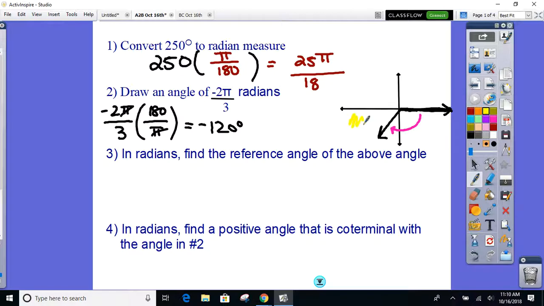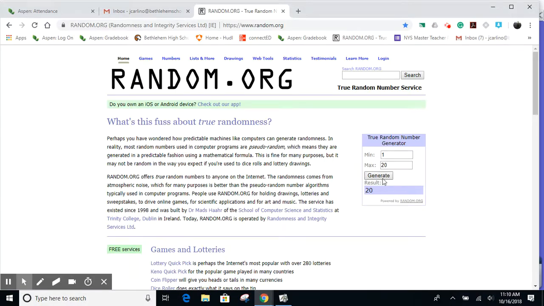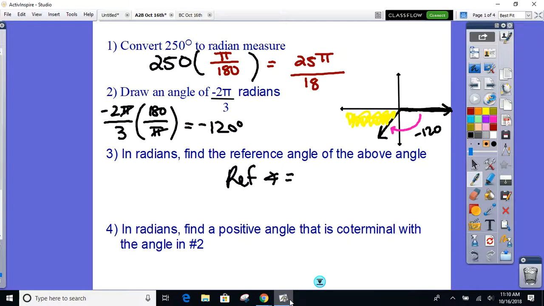Okay, find the reference angle now. Reference angle is between the terminal side and the x, not the y, the x. So how did you find this angle right there? Remember, that's negative 120. I just subtracted 120 from 90 and then got 30 and subtracted 30 from 90 got 60. Wow. Okay, that's correct. I would have used 180 and then subtracted out the angle that was right there, 120, 60.